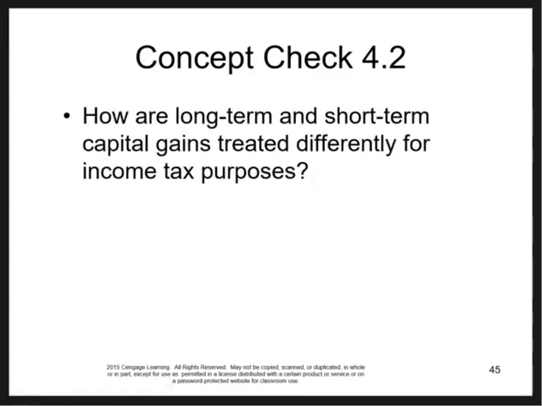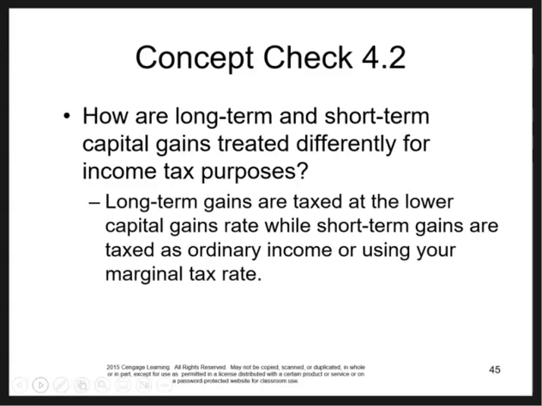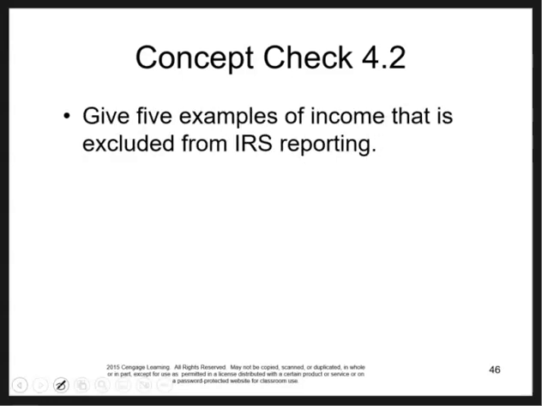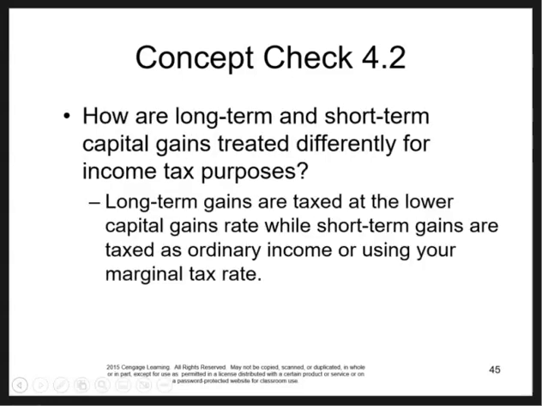Long-term capital gains and short-term capital gains, how are they treated differently? Long-term capital gains are taxed at a lower capital gains rate, while short-term capital gains are taxed as ordinary income using your marginal tax rate. And again, long-term capital gains can be taxed at 0%, 15%, and 20%.